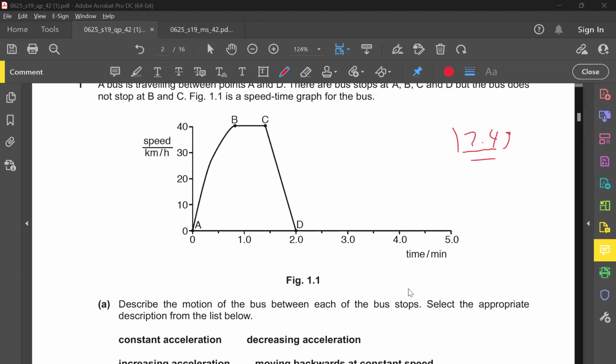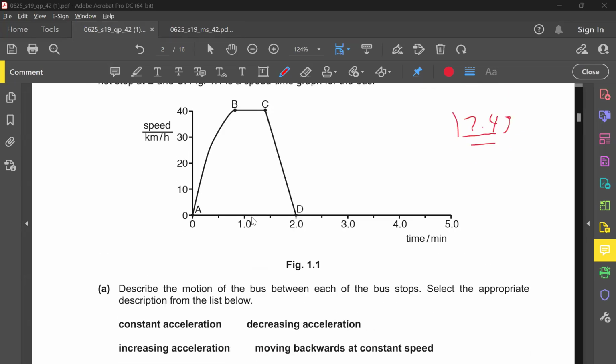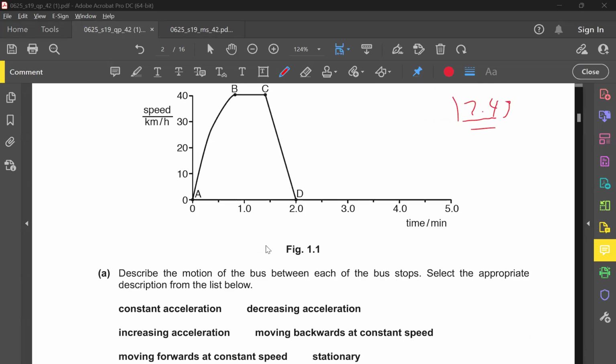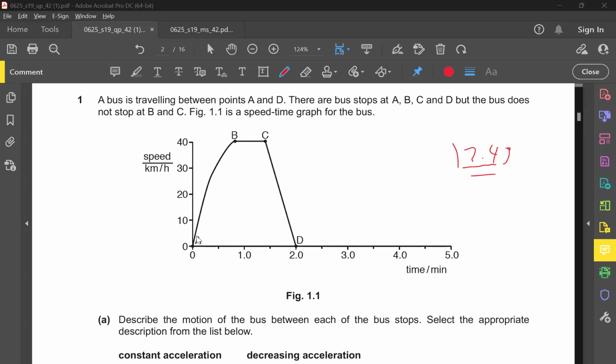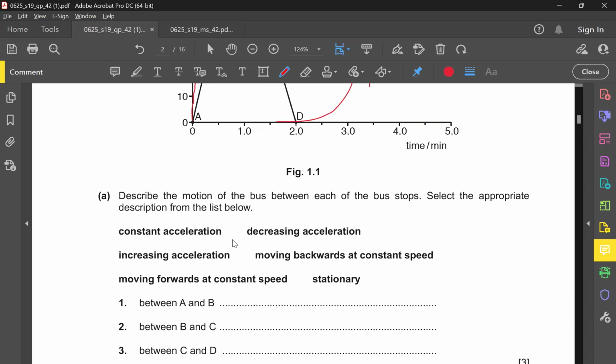So the first question says something like, describe the motion of the bus, right? You can see here, guys, that there is a curving line. If there is a curving line, this indicates that there is a decrease in acceleration. If it curves up like this, there is an increase in acceleration. So your answer would definitely be decreasing acceleration, which I think most of you guys got.